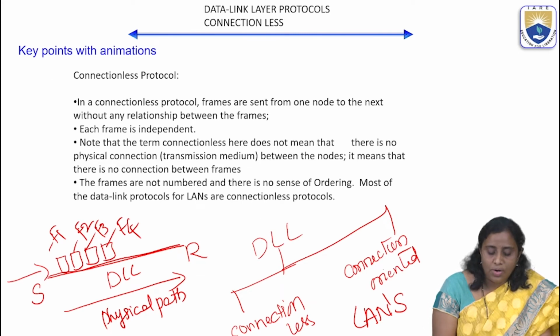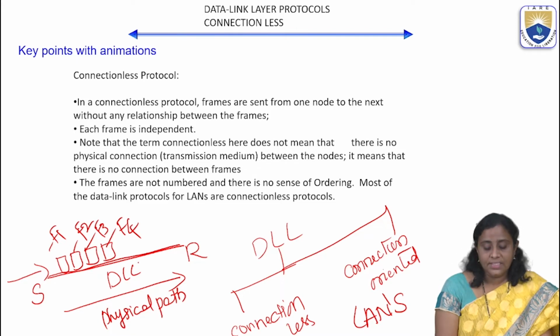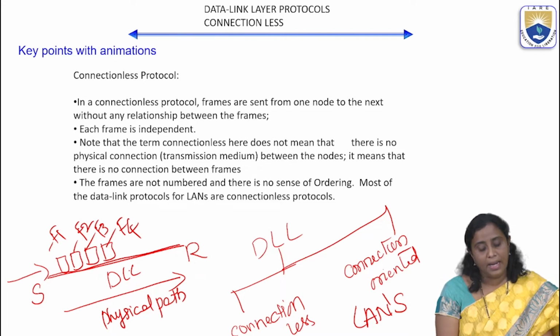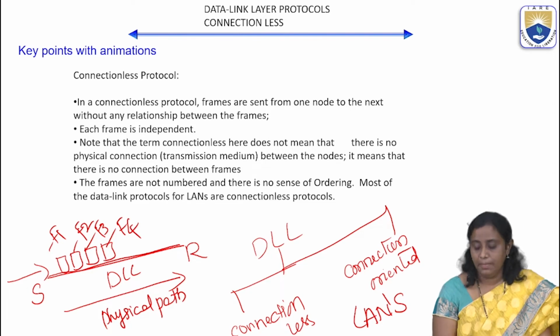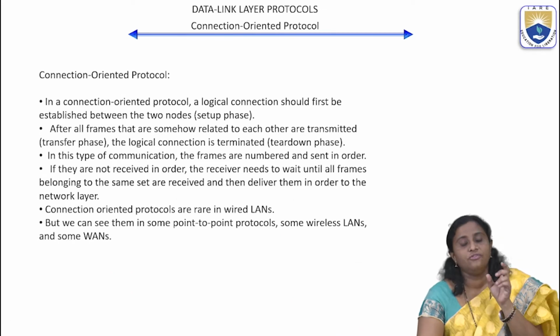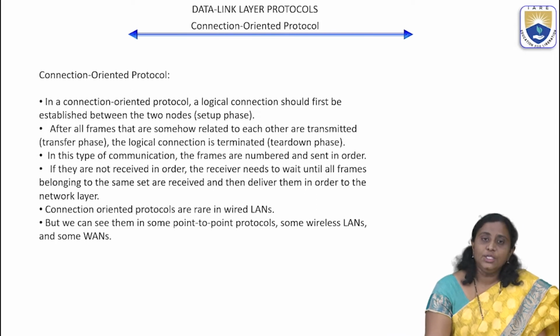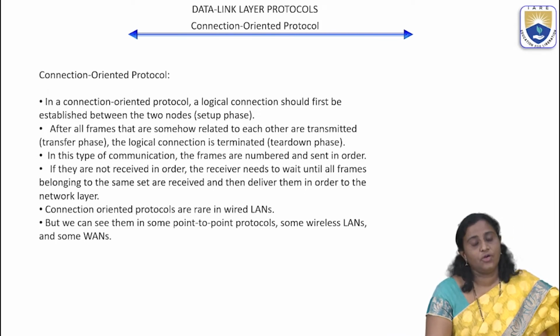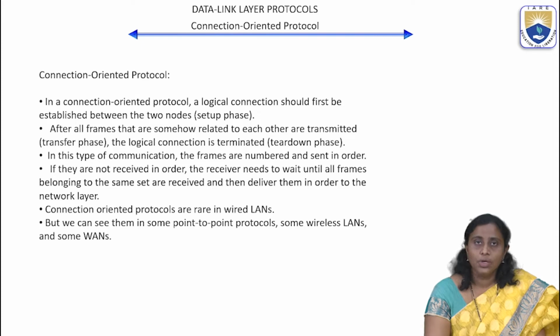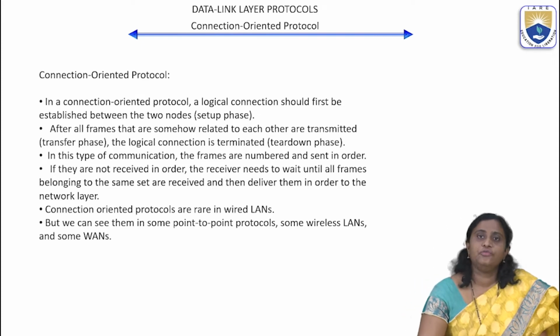Here, what we have identified is that there is no requirement of a physical path or physical communication or transmission medium for sending the frames from one sender to another receiver. But here, a logical connection or a physical path, a certain path, is required for sending the frames from one source node to the destination node. In a connection-oriented protocol, a logical connection should first be established between the two nodes.